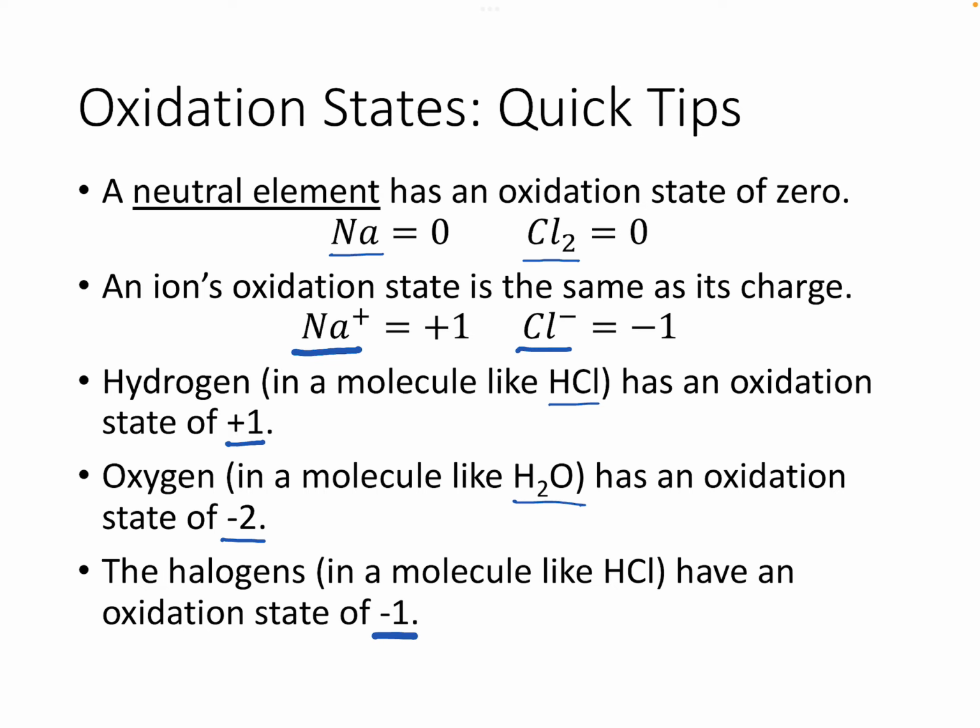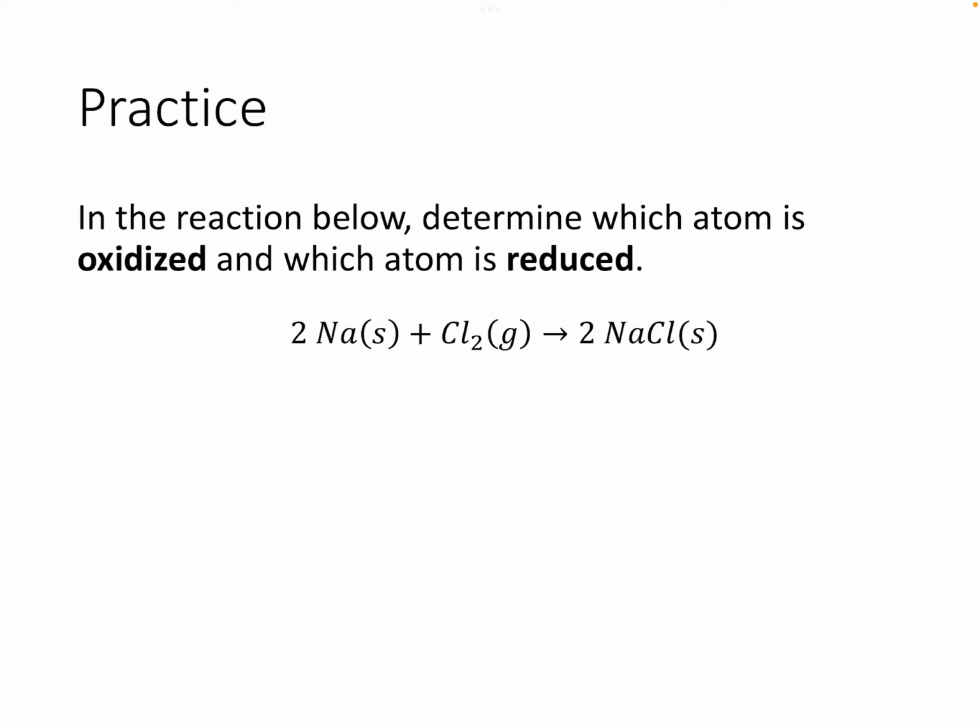All right, so hopefully that isn't too confusing, but we're going to get some practice in. So let's look at a very simple oxidation reduction reaction. In the reaction below, we're going to determine which atom is oxidized and which atom is reduced. Now remember from our acronym, OIL RIG, or Leo the Lion says GER: oxidation means loss of electrons. Reduction means gain of electrons. So we want to figure out what is losing electrons and what is gaining electrons.